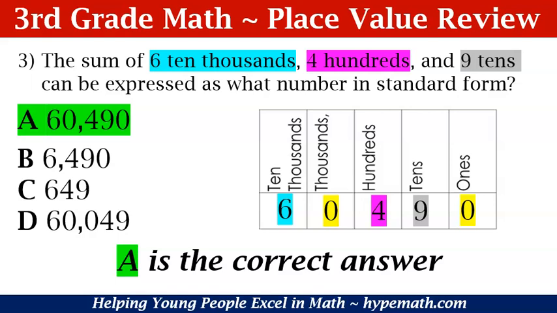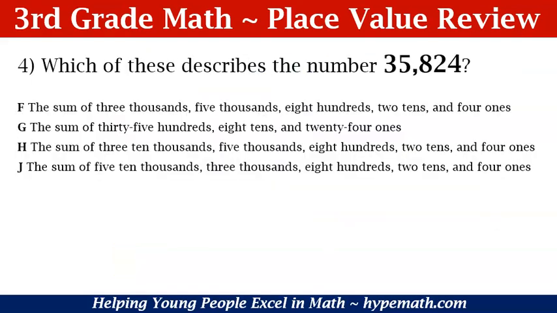Let's move on to question number 4. Which of these describes the number 35,824? F, the sum of 3,000s, 5,000s, 800s, 2 tens, and 4 ones. Okay, that's F. Answer G is the sum of 3,500s, 8 tens, and 24 ones.